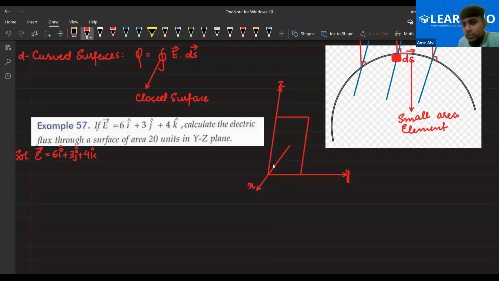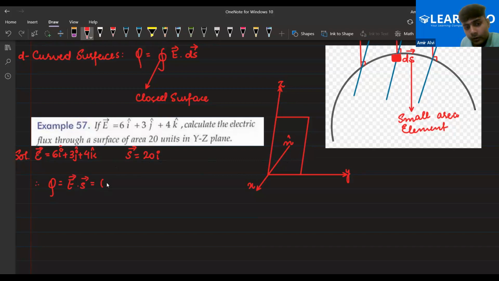So this is your unit area vector. That means the area vector S would be 20 i cap, because we know that the area vector is always perpendicular to the surface. So as per the question, flux is E dot S, yes or no?